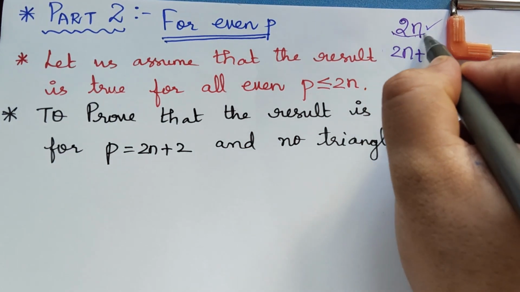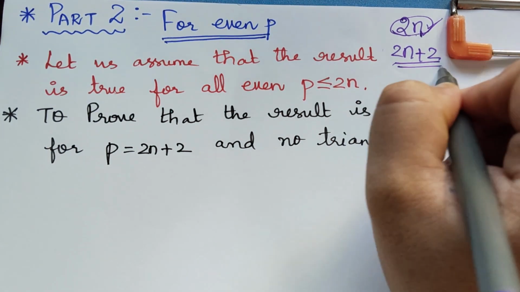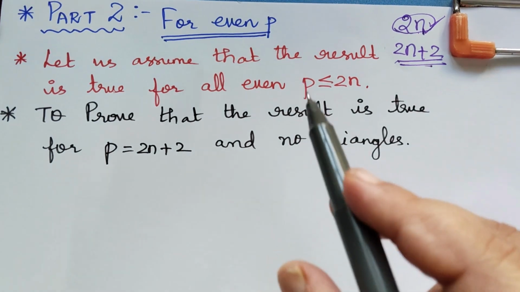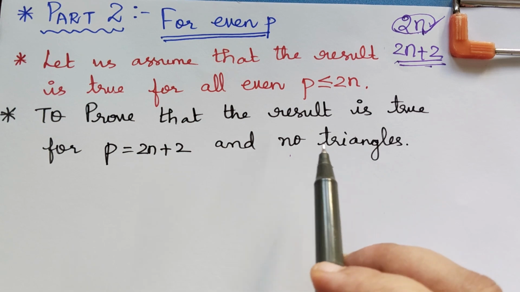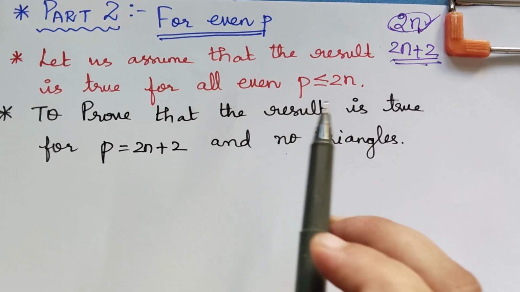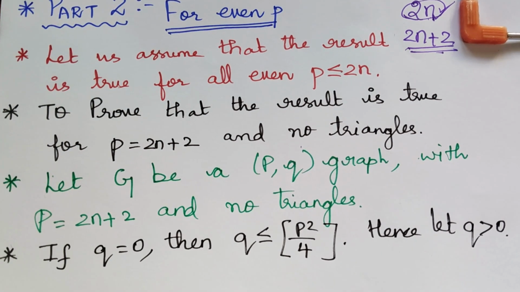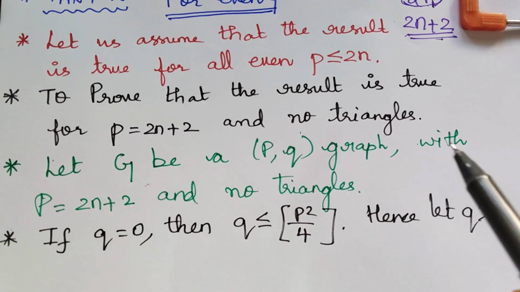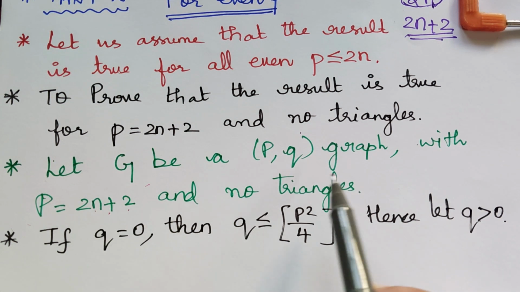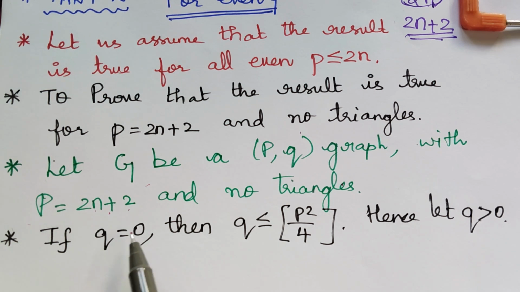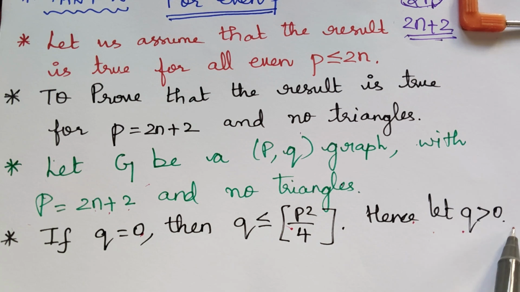So these are the generalized forms of even numbers. So we are going to assume that the result is true for p less than or equal to 2n, and we are going to prove that the result is true for p equal to 2n plus 2. So by the method of induction, we are going to prove this. And obviously we consider that there are no triangles. The same way we proved it for odd p, in the same way we are going to prove it for even p. So we are going to consider a graph G. Now here it is even, no. So with p equal to 2n plus 2 vertices and no triangles. And as before we saw, if q is equal to 0, then the result is true. Hence we are going to take all values of q to be greater than 0.